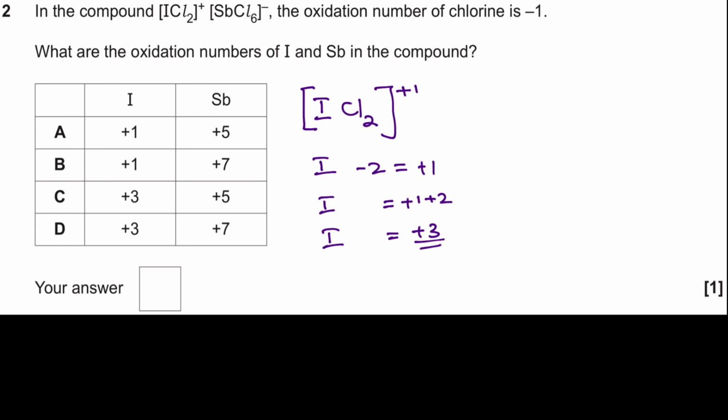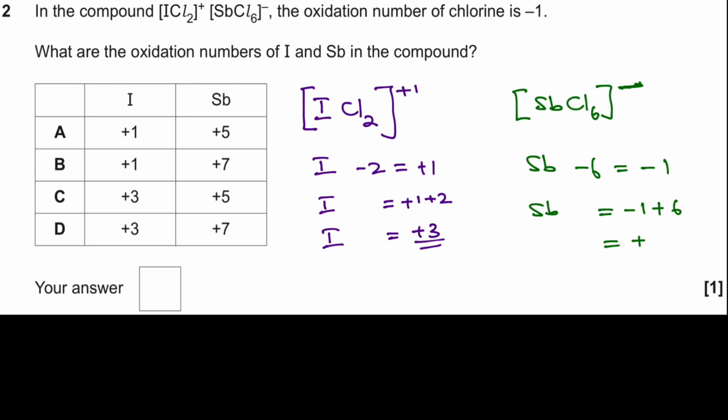In the case of antimony, where we have SbCl6, the overall charge is -1. We can say -1, and chlorine is -1 times 6, which is -6, and therefore Sb will be equal to -1 plus 6, adding 6 to both sides, and therefore it's +5. We're looking for +3 and +5, and that would be C.